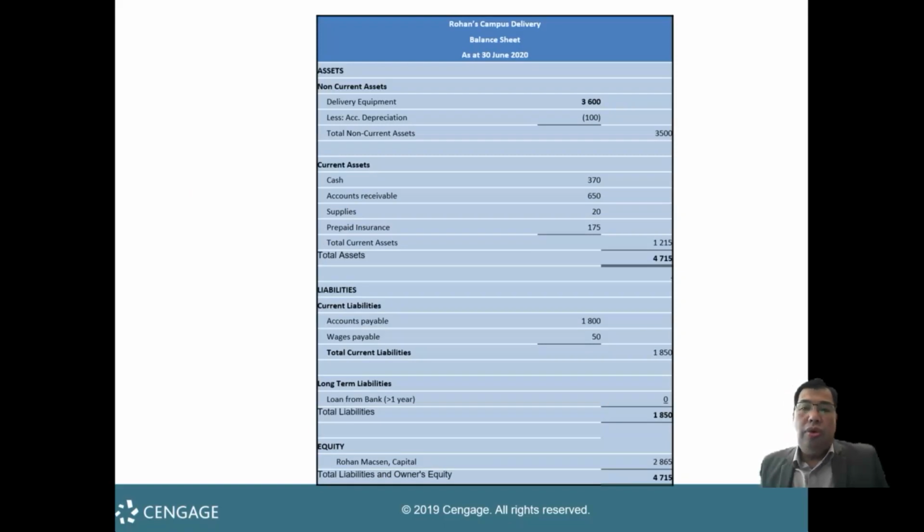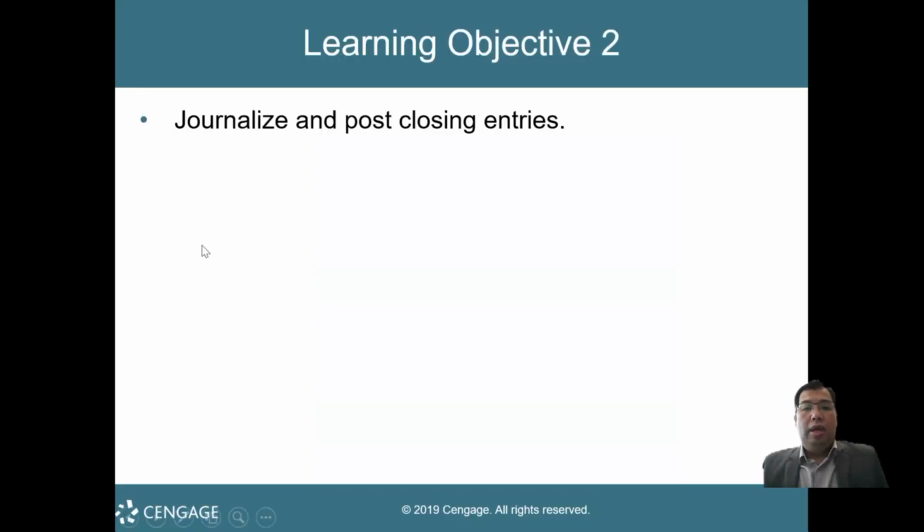You are expected to know how to prepare these three documents, and you will be tested in your final exam on how to prepare the balance sheet, income statement, and statement of changes in equity with adjustments, with more items compared to what you had in your midterm. Okay, so number two.